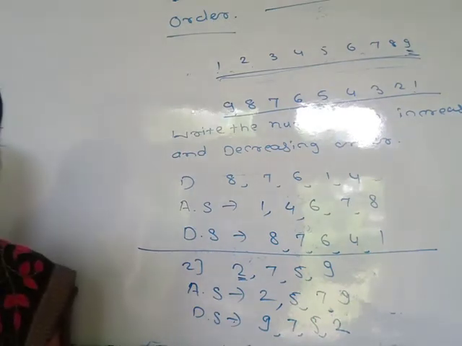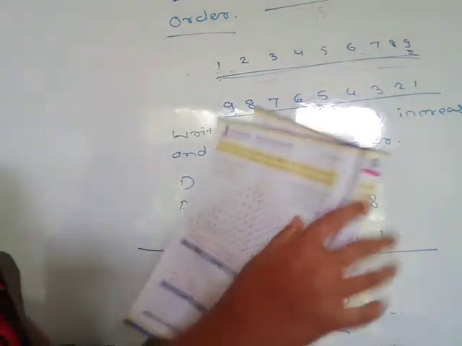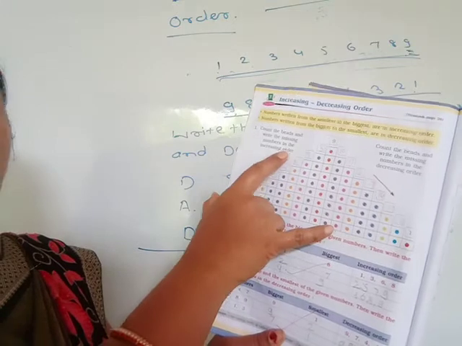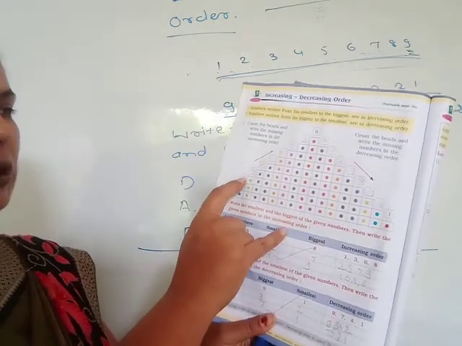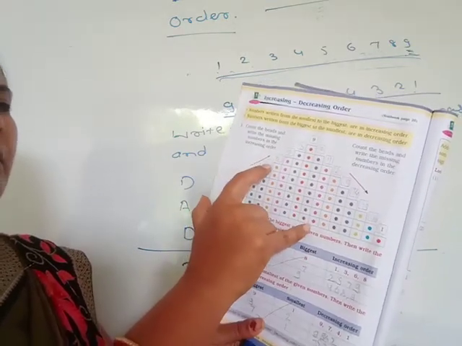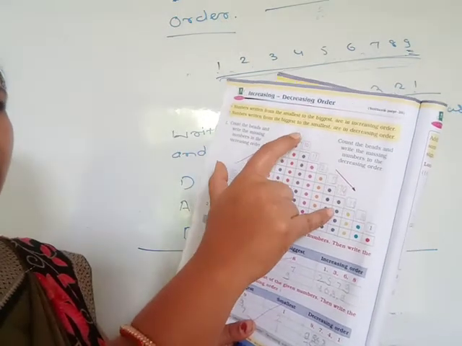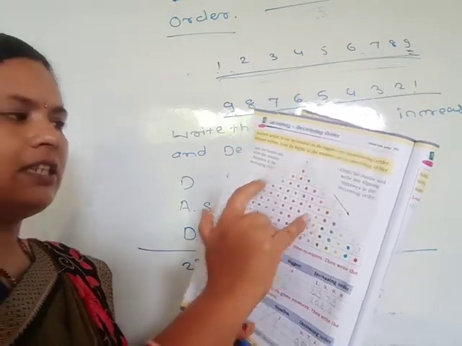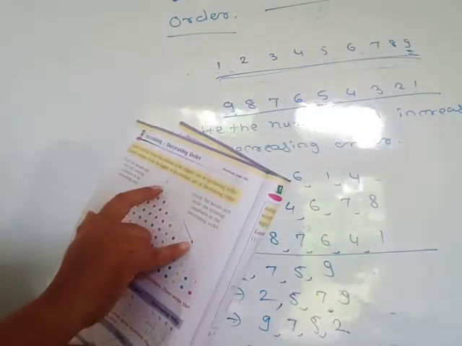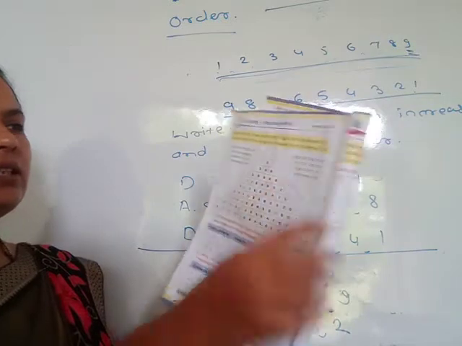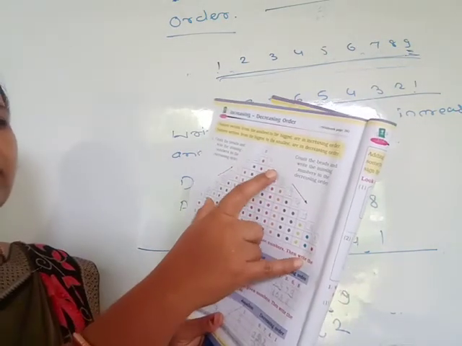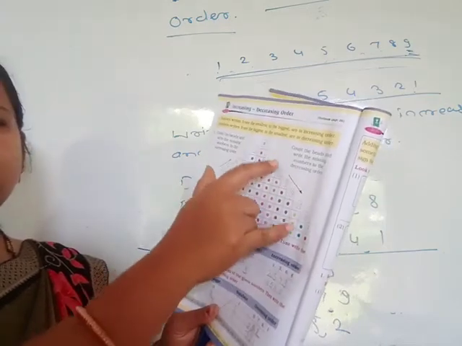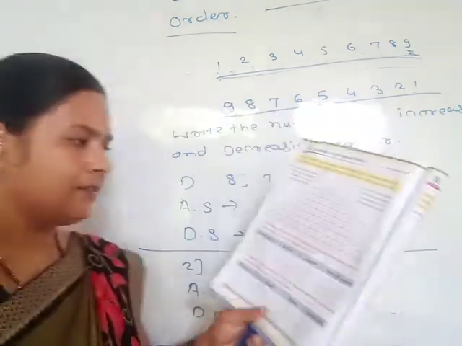Then see in your textbook, page number 26. Here count the beads and write the missing numbers in increasing order. You count these beads: 1, 2, 3, 4, 5, 6, 7, 8 and in the middle 9. All these numbers are increasing numbers: 1, 2, 3, 4, 5, 6, 7, 8, 9. And here, 9, again 8, 7, 6, 5, 4, 3, 2, 1. All these numbers are in decreasing order.